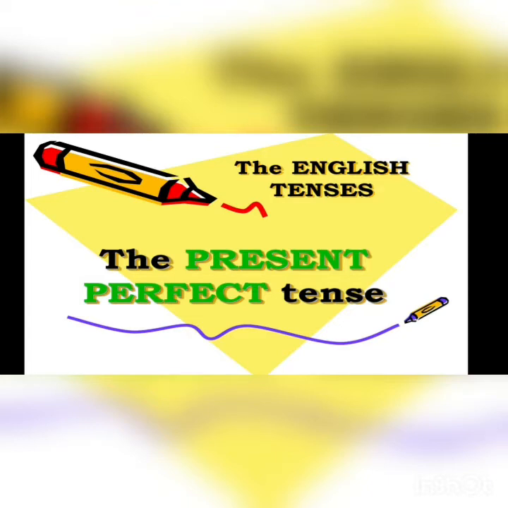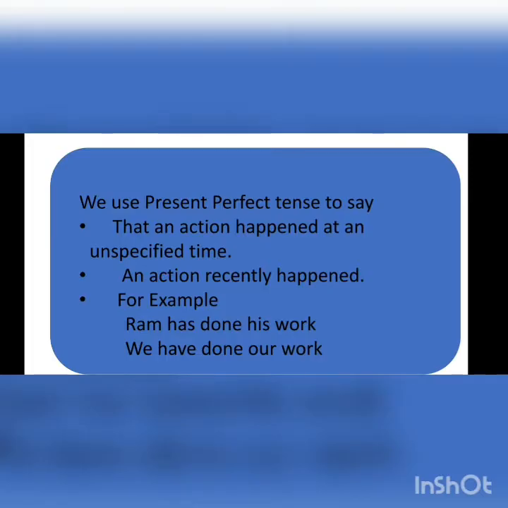In today's English class, we are going to study the grammar topic that is present perfect tense. First, we'll know when we use present perfect tense. We use present perfect tense to say that an action happened at an unspecified time. My kids, it talks about the action that has recently happened at an unspecified time. Time is not mentioned when it has been done.